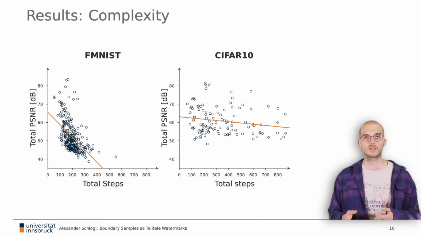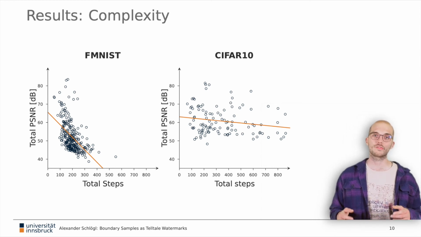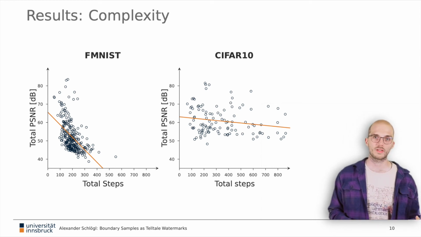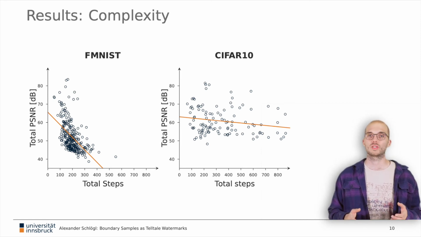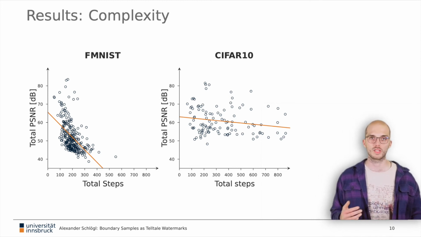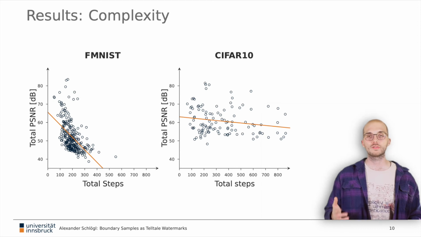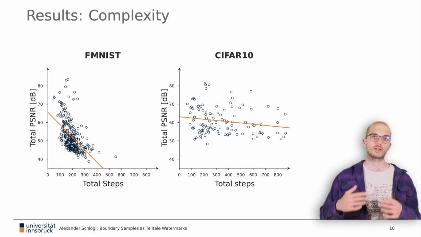Unsurprisingly, the longer the search takes, the lower the quality of the resulting boundary sample. However, this effect is much more pronounced for FMNIST than it is for Cypher, where we observed basically no quality decay. Both the higher number of steps and the higher resulting quality for Cypher are presumably related to the larger input space. Overall, the difference between the two datasets indicates that much information can be gleaned from applying our generation algorithm to different datasets.